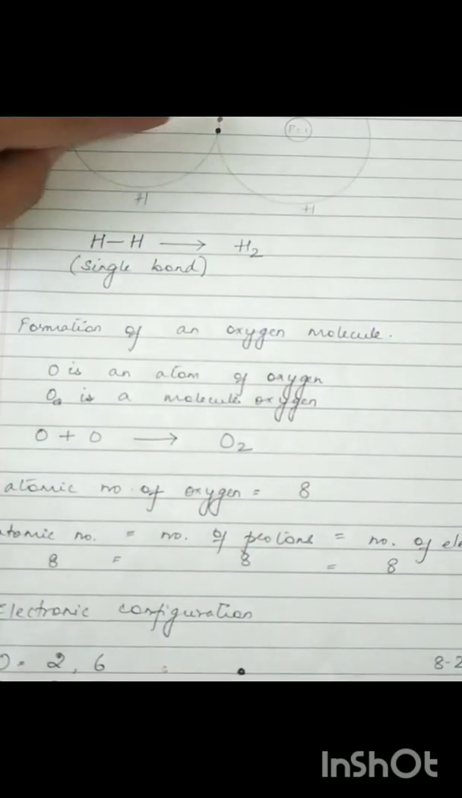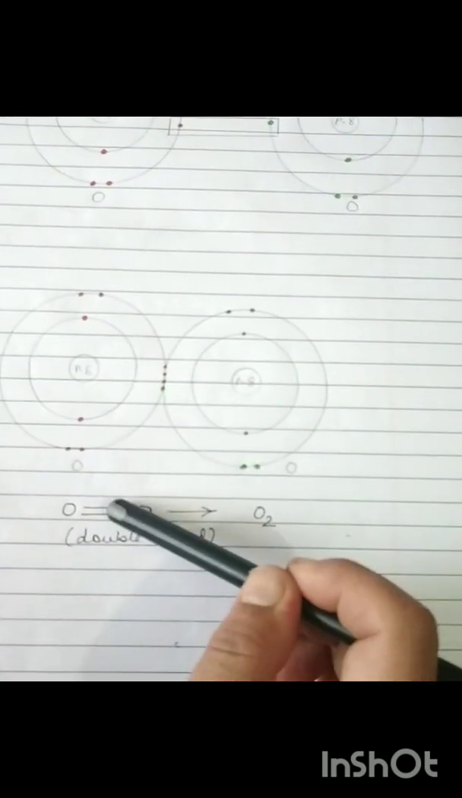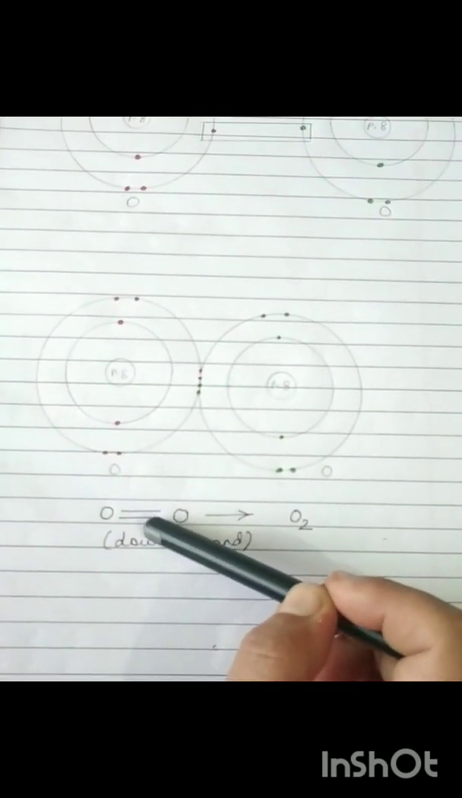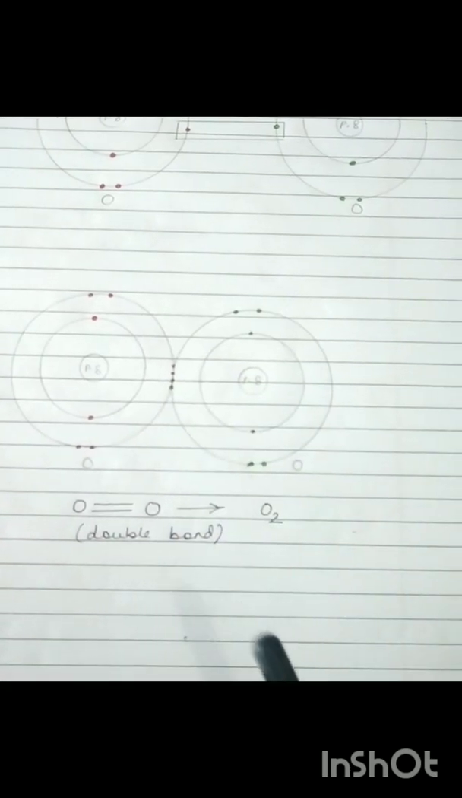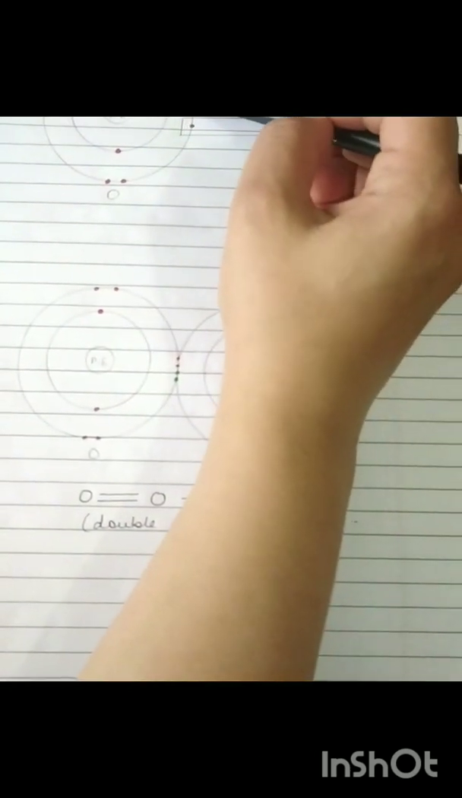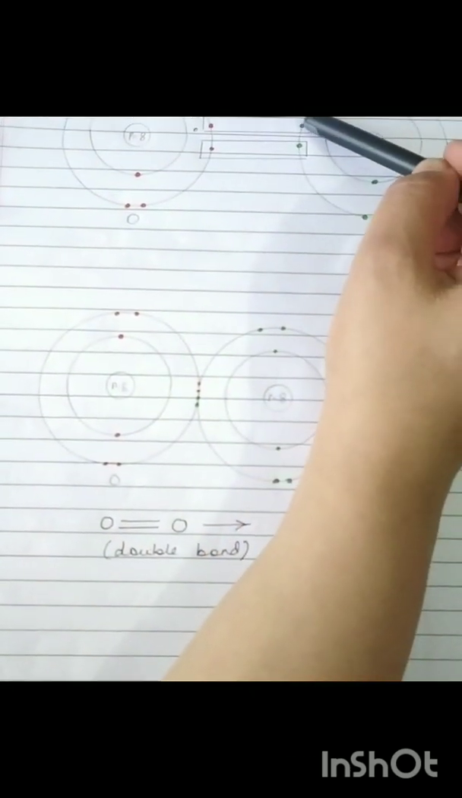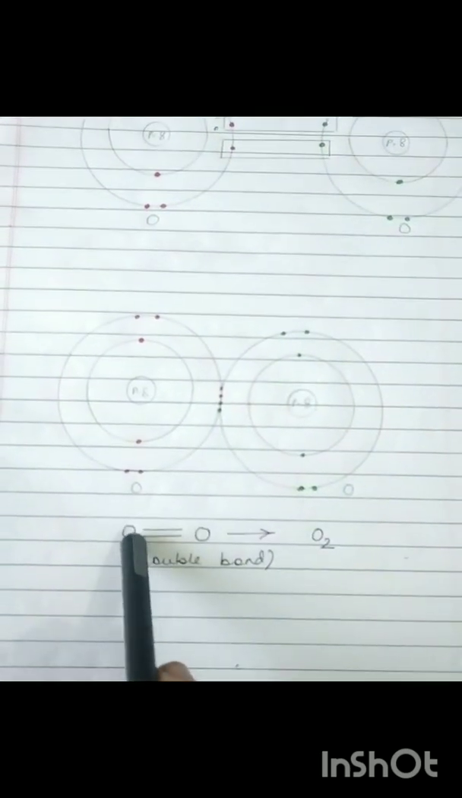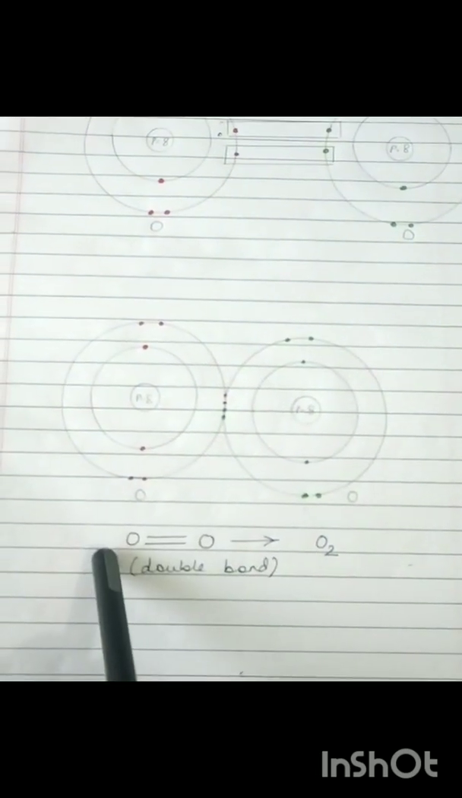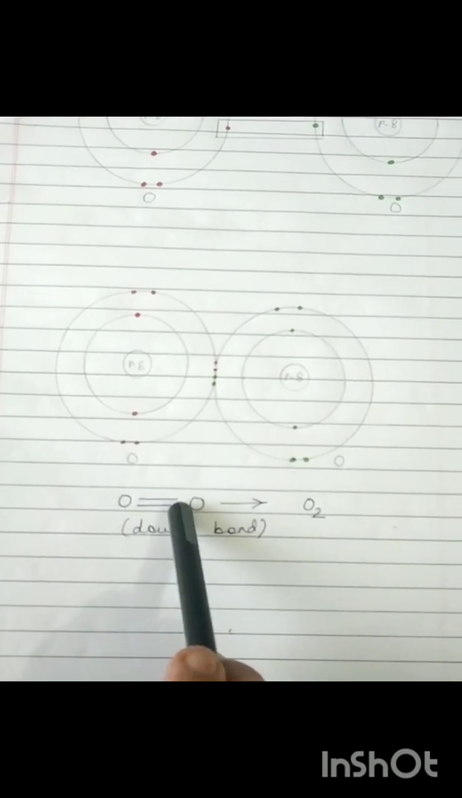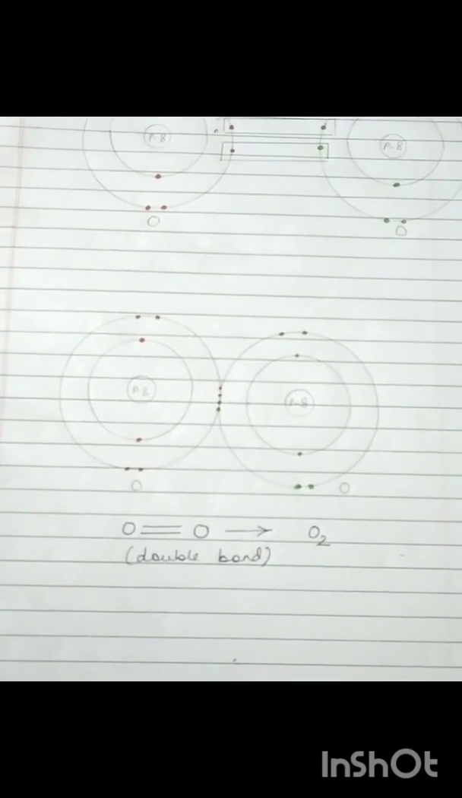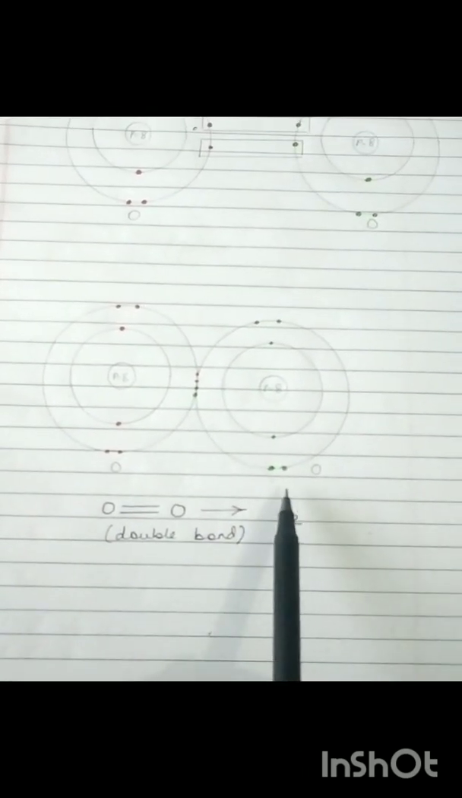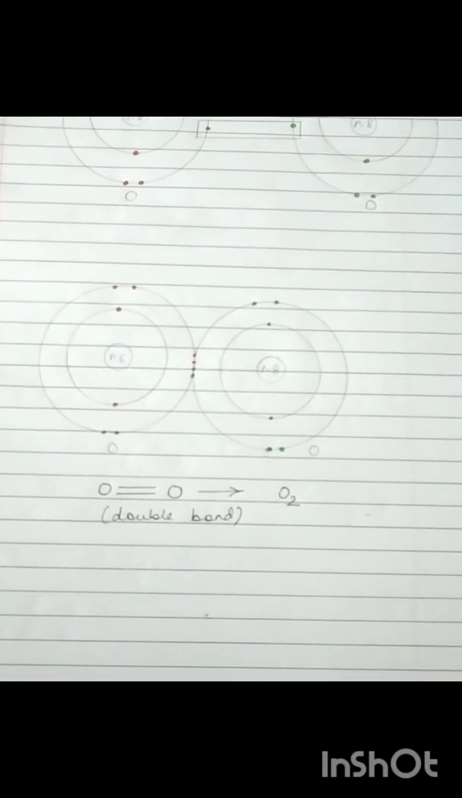So here they were sharing only 1 electron each, and here they are sharing 2 electrons each. We don't count all 4 for each. This is sharing 1, 2. This is also sharing 1, 2. That is why we draw only 1, 2. So each atom is sharing 2 electrons. Hence a double bond is formed to form a molecule of oxygen.